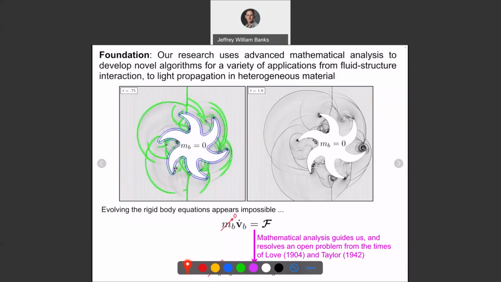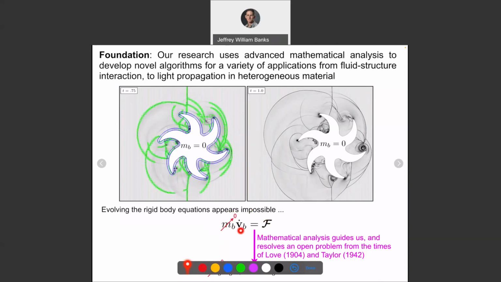If you just think back, the basic equations governing the motion of a rigid object are F equals ma, or you could say F equals m times the time derivative of v. Well, the trouble is if the time derivative of v term goes away because the mass of the body is 0, all that's left is the F on the right-hand side. And so it doesn't appear possible to address the simulation which I've presented simulation results for.